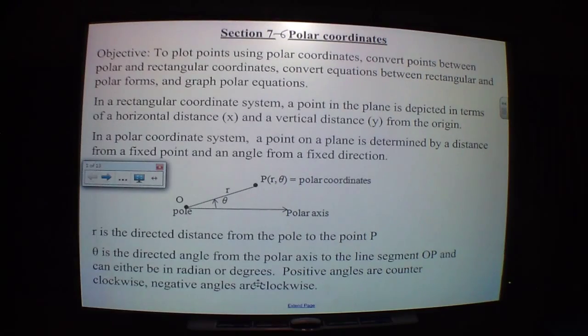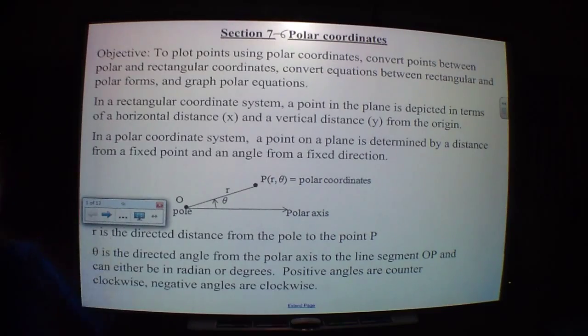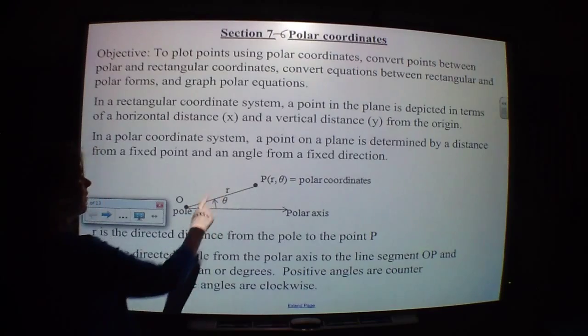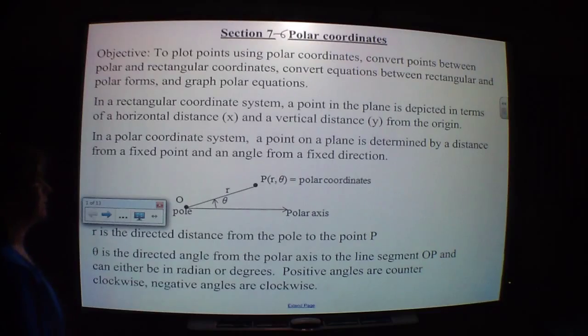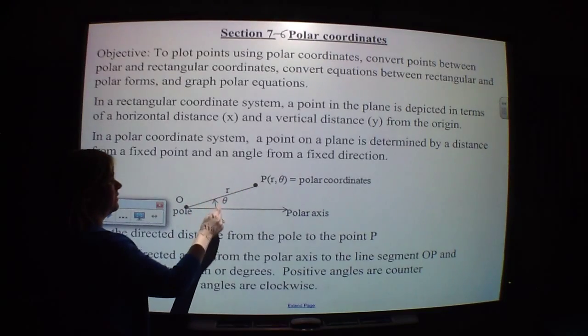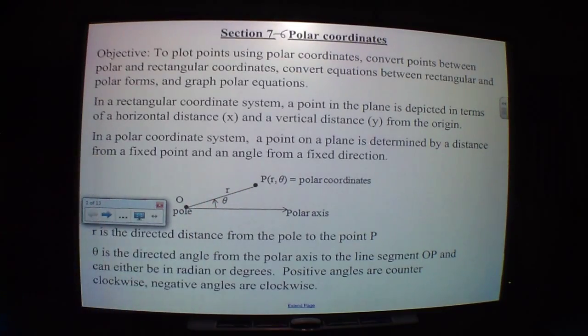In the rectangular coordinate system, we have a point in the plane x and a point in the plane y. The x is the horizontal distance, the y is the vertical distance from the origin. In the polar coordinate system, we have an angle, a theta, and then we have a length r. So the polar form would be r, comma, and then your angle. So r is this length, this angle is your theta.